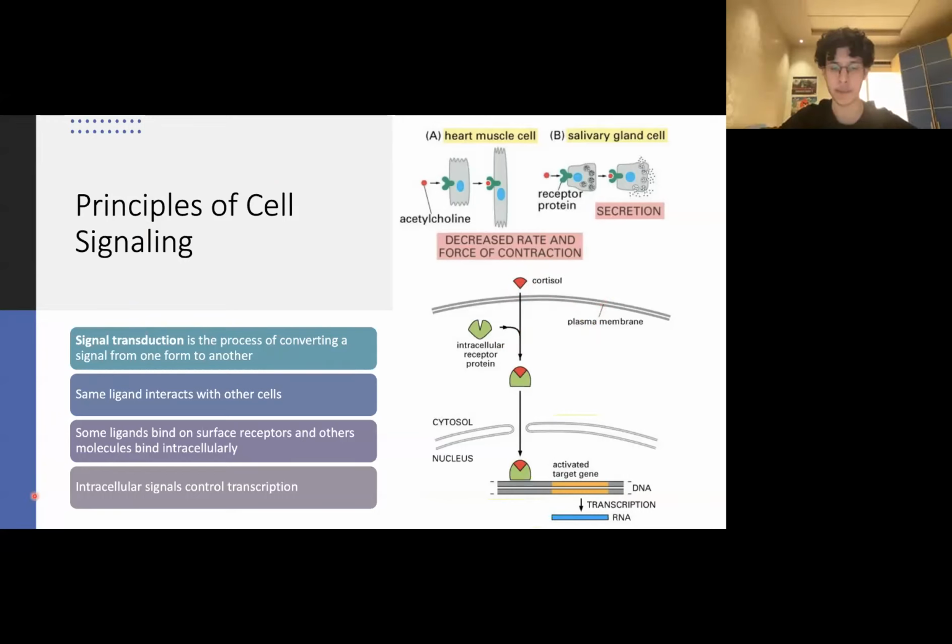The reason this is important is because most likely intracellular signals will be the ones that control transcription. So let's say we have cortisol. Cortisol is a steroid and steroids are always hydrophobic. Cortisol is going to control transcription by going through the membrane, binding to a protein inside, and then controlling transcription through whichever way it does.